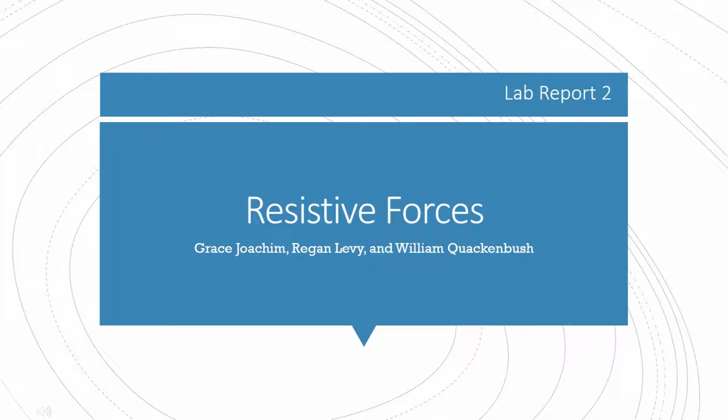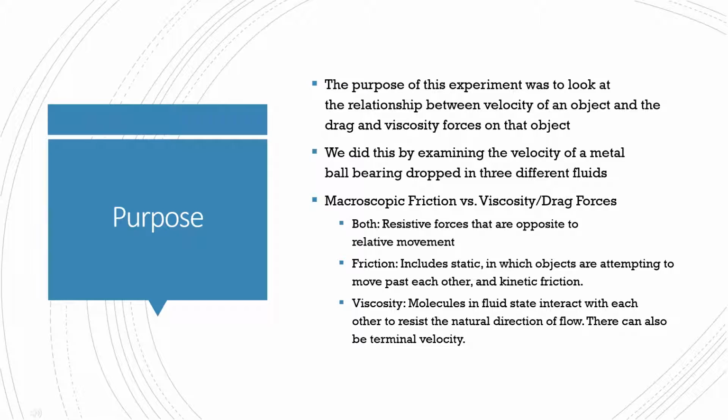This is Group 2A's Lab Report 2 on resistive forces. The purpose of this experiment was to look at the relationship between the velocity of an object and the drag and viscous forces on said object. We did this by examining the velocity of a metal ball bearing dropped in 3 different fluids, and then calculating the drag, viscous forces, and Reynolds coefficient.